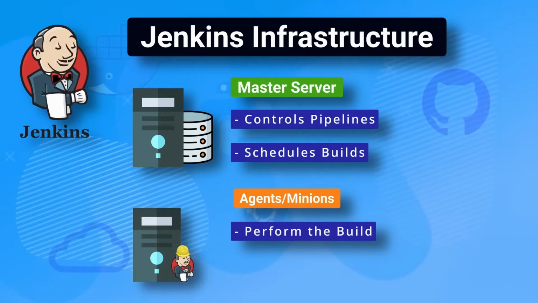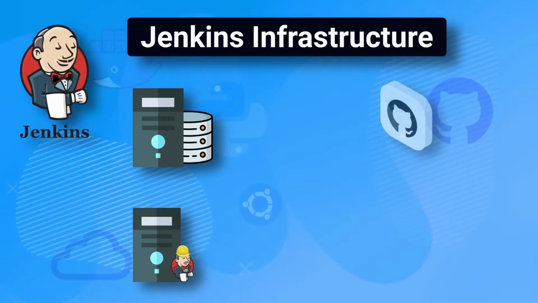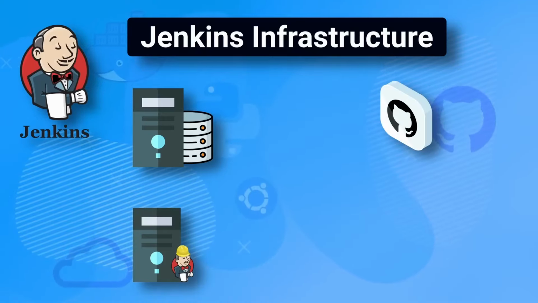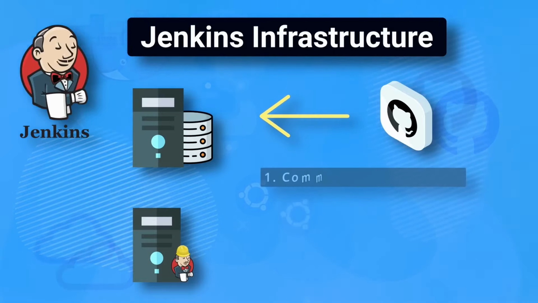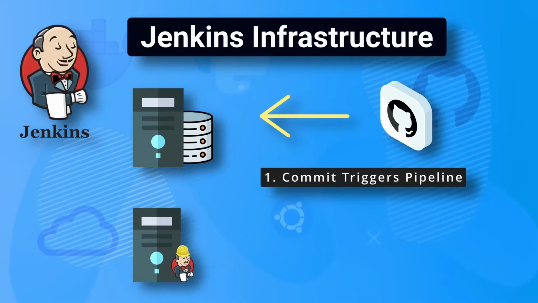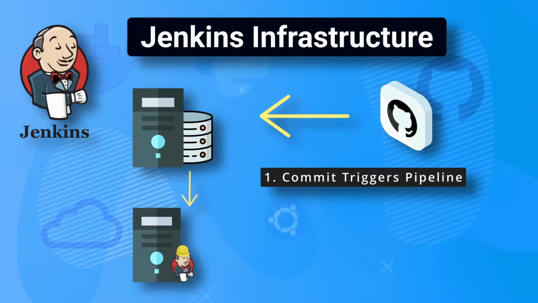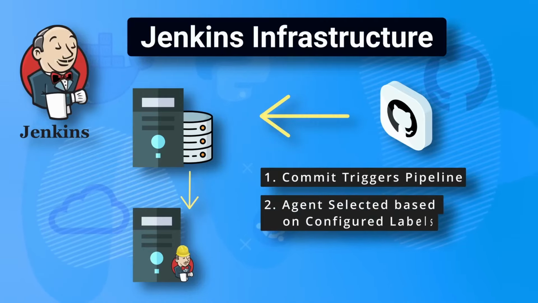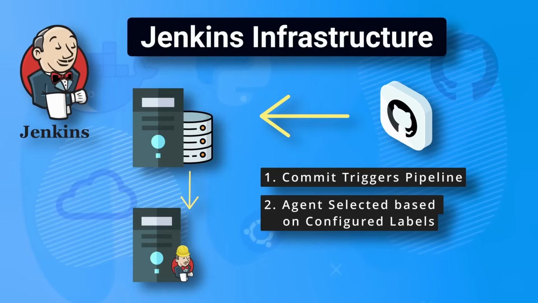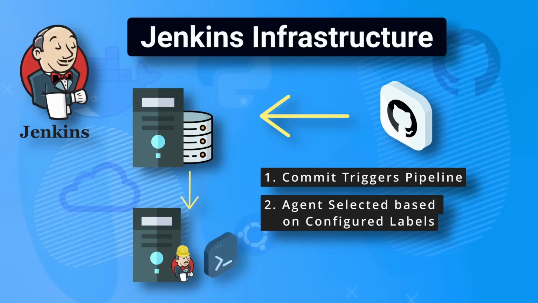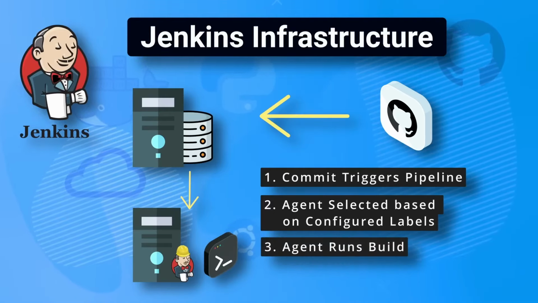So an example workflow may look like this. A developer commits some code to a Git repository. The Jenkins master becomes aware of this commit and triggers the appropriate pipeline, and distributes the build to one of the agents to run. It selects the appropriate agent based on labels, which is something that you can configure through the Jenkins UI. The agent then runs the build, which is usually just a bunch of Linux commands to build, test, and distribute your code.